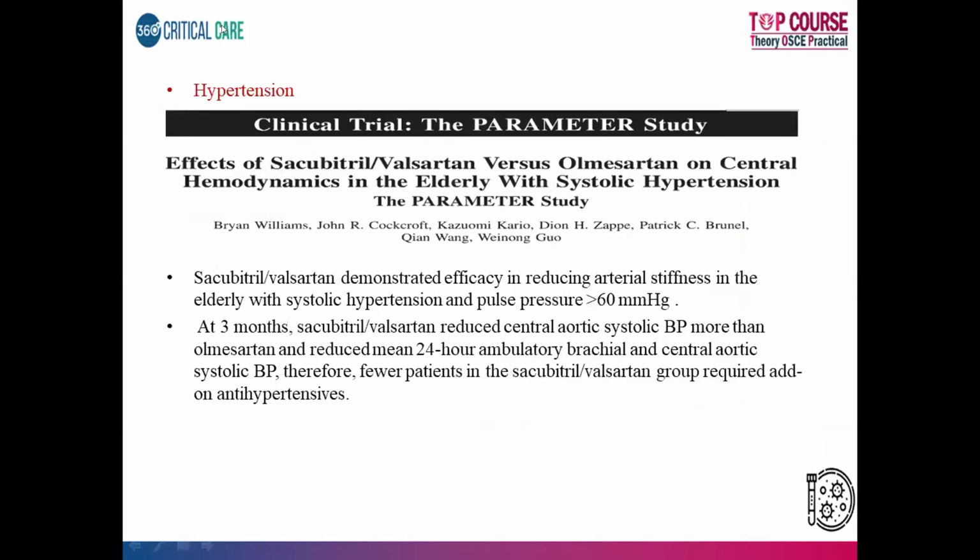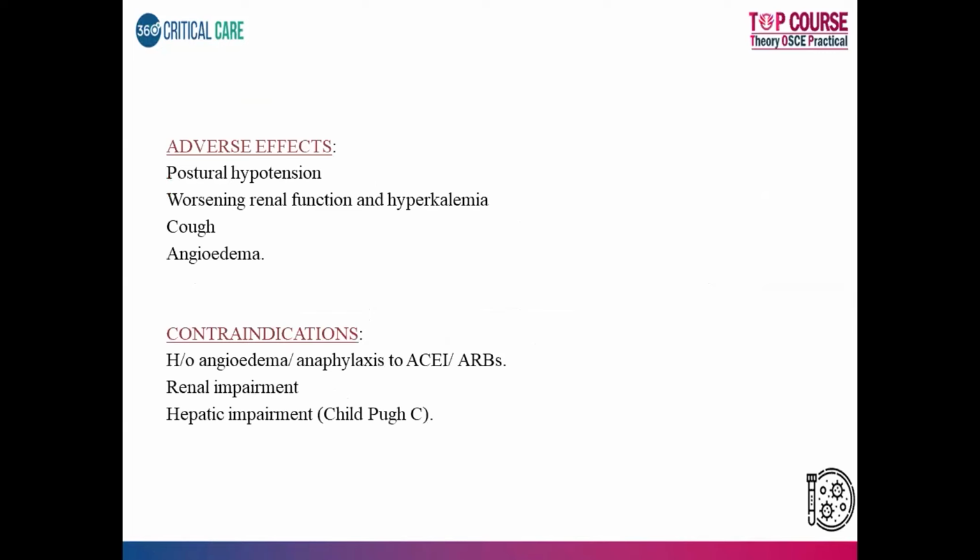Now, the last one is, it is also used in hypertension patients. The trial is the PARAMETER study. This study showed that at 3 months, the ARNI reduced central aortic systolic BP more than the olmesartan, and it also reduced the mean 24-hour ambulatory brachial as well as the central aortic systolic BP. So this is one of the new drugs even for the treatment of hypertension.